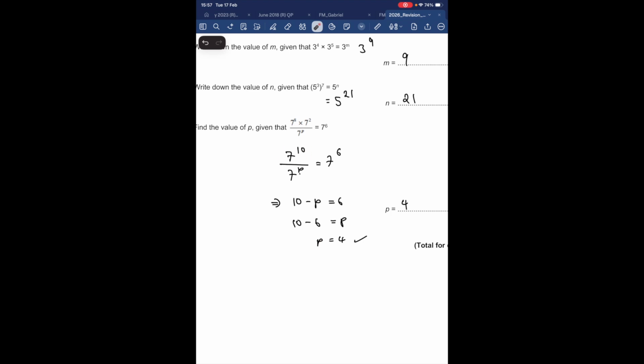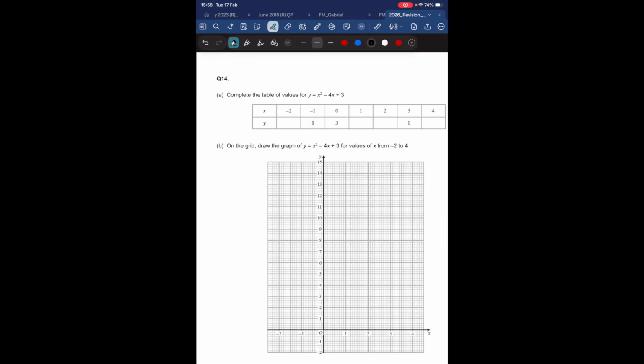You can do it by observation and get the answers straight away. Graph questions like this, where you're given an equation, you're asked to fill in a table of x and y values, and then you're asked to plot the graph on the grid, are very straightforward. It's just substitution. So the first thing we need to do, we need to work out the value for y when x is equal to minus 2.